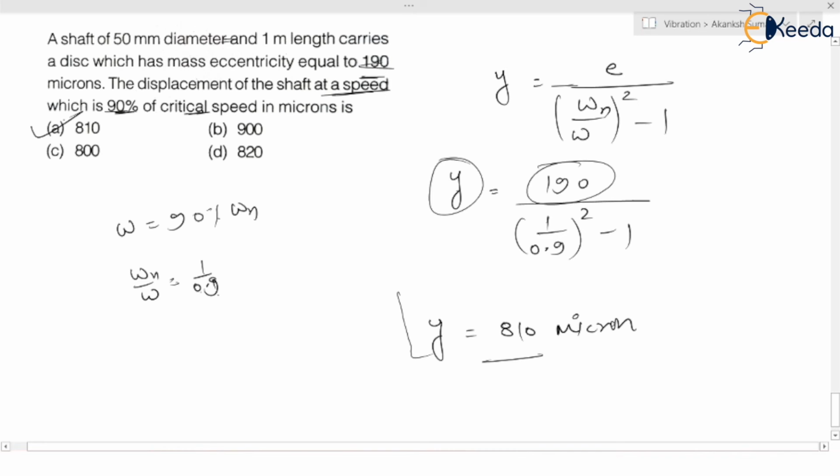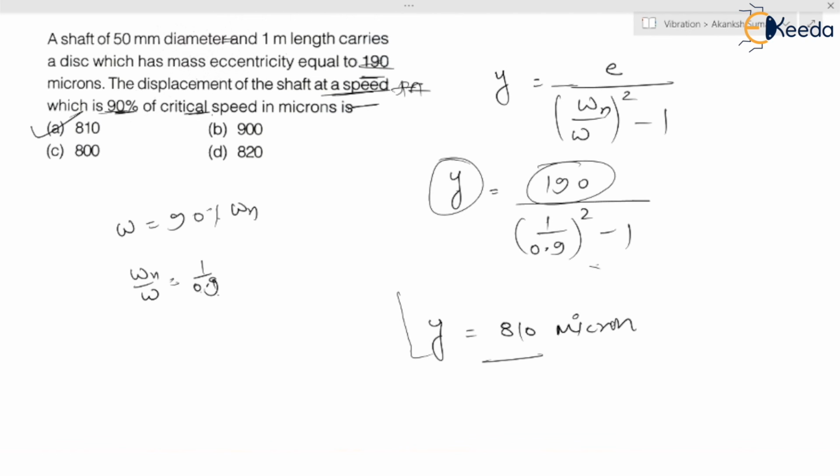This type of question is not so complicated, but you must be careful, because this type of statement can confuse you. The speed being 90% of the critical speed, sometimes the question will say that the critical speed is 90% of the speed of the shaft. So there may be variations in the questions. You just need to learn the formula, and before putting the values here, go through the values carefully, and you will get the right answer.